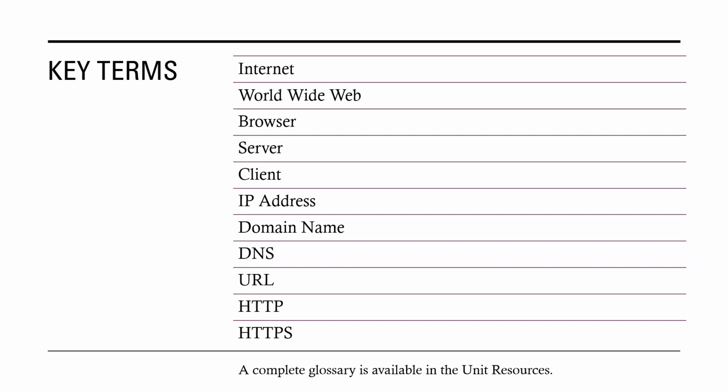Every device connected to the internet has a unique IP address, but instead of remembering numbers, we use domain names, like weber.edu. The DNS translates that domain name into an IP address so the browser can find it. The URL is the complete address of a web page, and HTTP is a protocol used to transfer web pages between a browser and a server. HTTPS is the secure, encrypted version that protects your information as it travels across the internet.